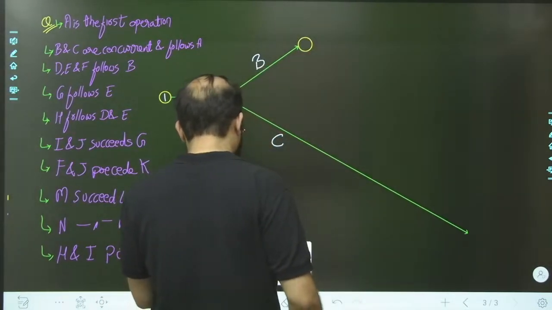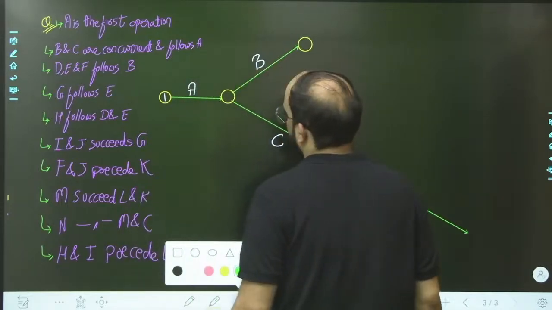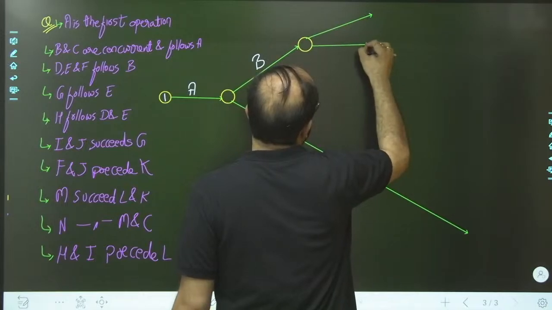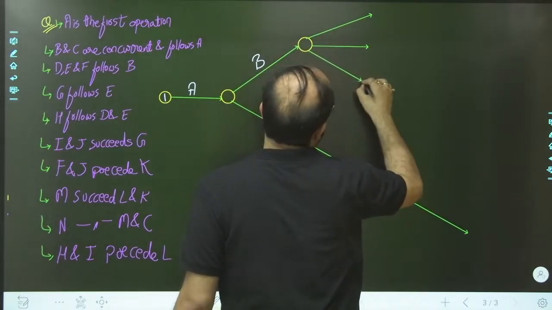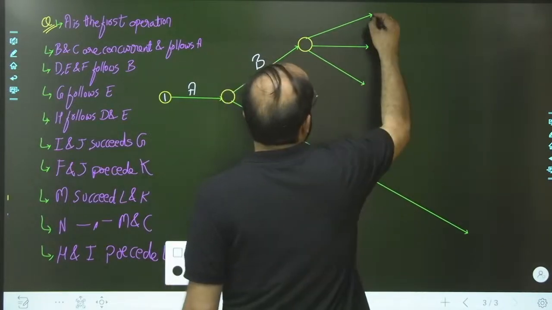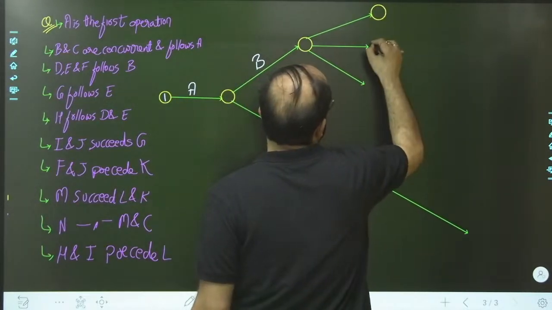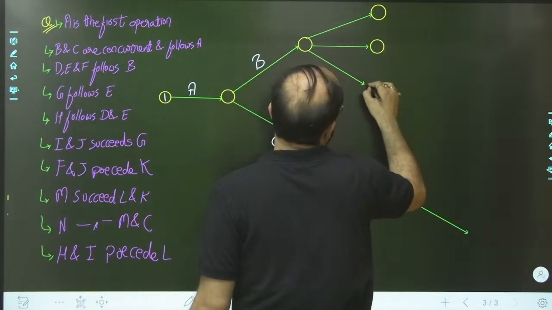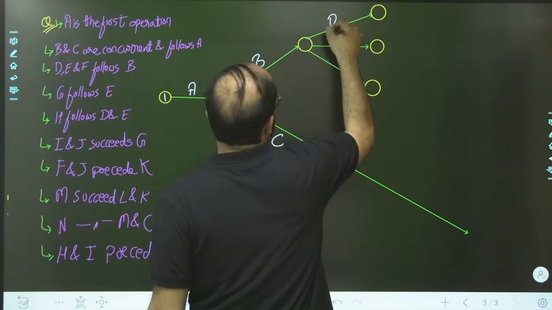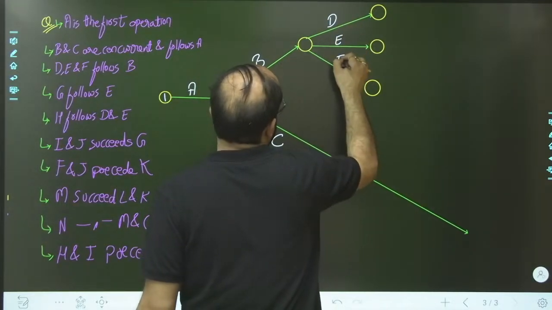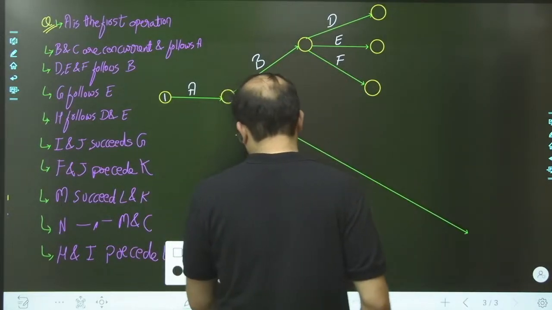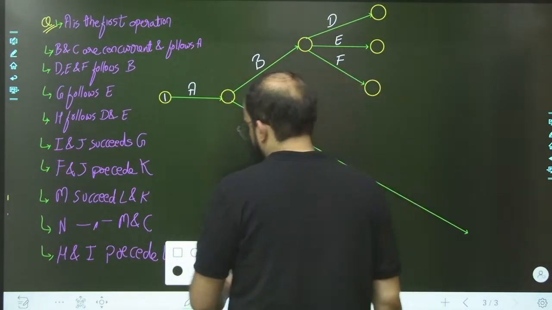Okay, next B is a predecessor of three activities, that is D, E and F. So there are three activities. What are they? They are D, E and F. Okay, now there is one more statement.